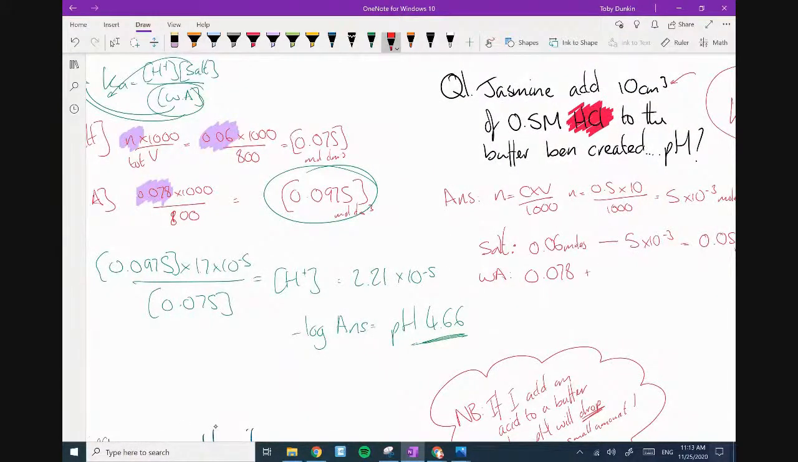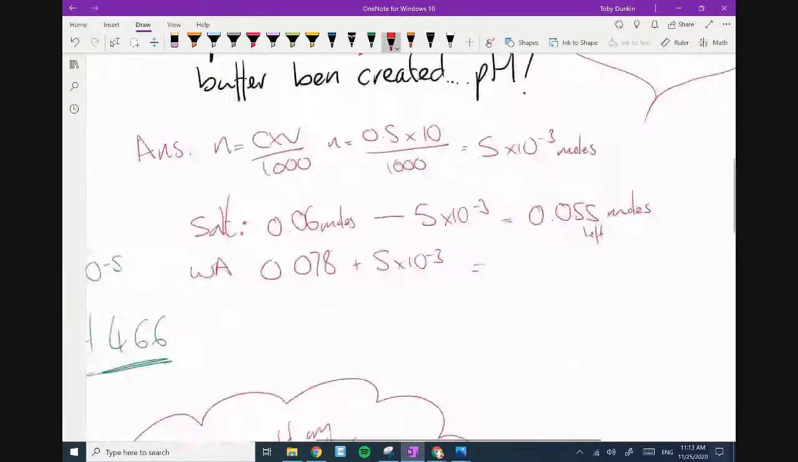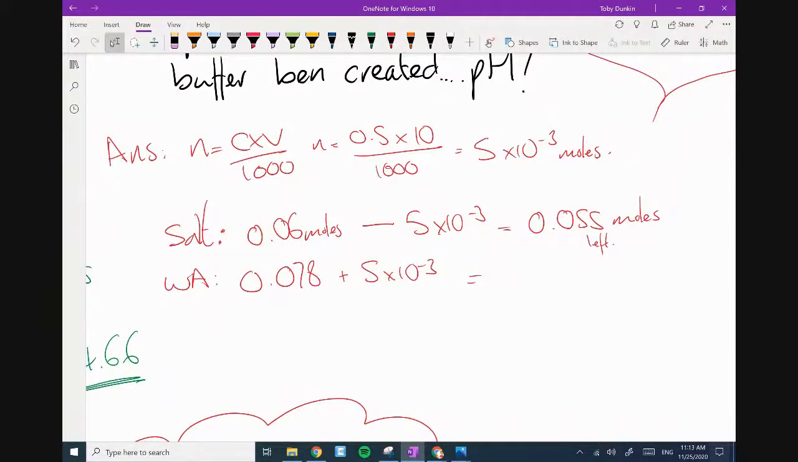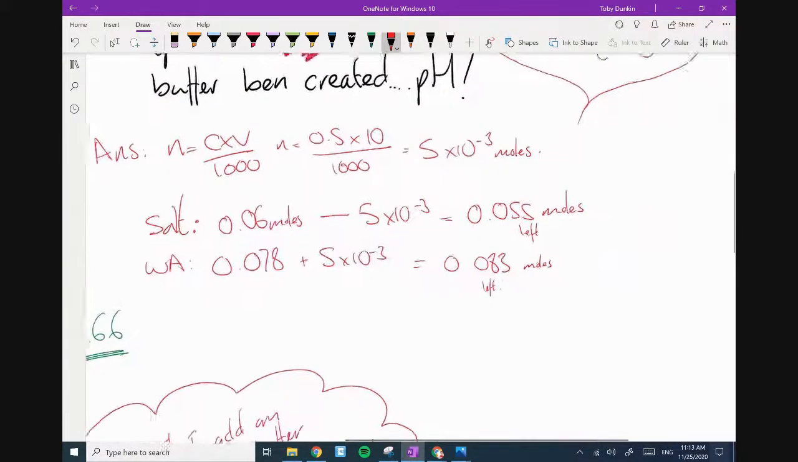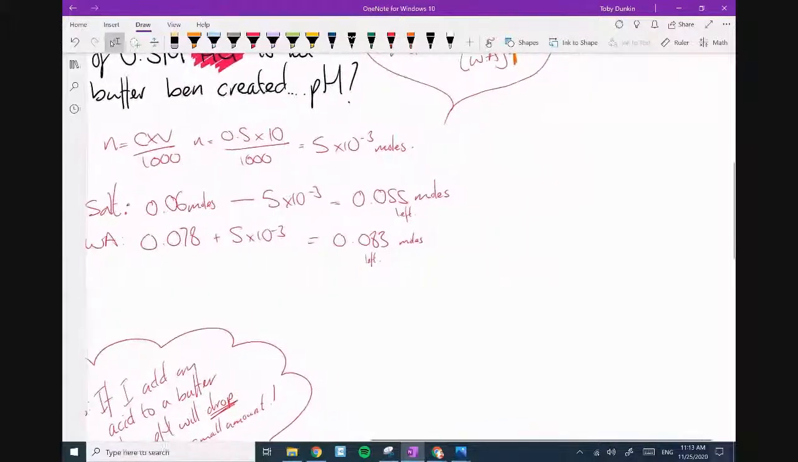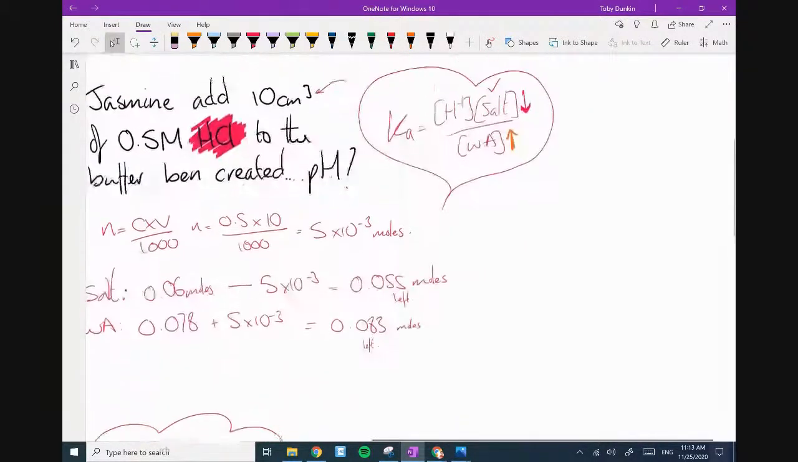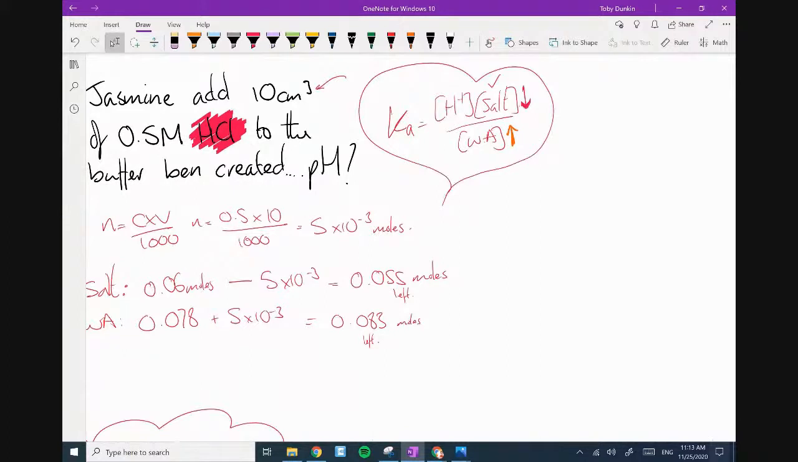0.078 plus 5 times 10 to the minus 3. It's the exact opposite. Right, 0.078 plus 5 exponential minus 3, calculator sticky, 0.083 moles of weak acid left. Right, shouldn't say left, it's now more. Right, guess what I've got to do now? Got to go back to concentration. Now I can go back to concentration. Got to get these to conc, both of them.